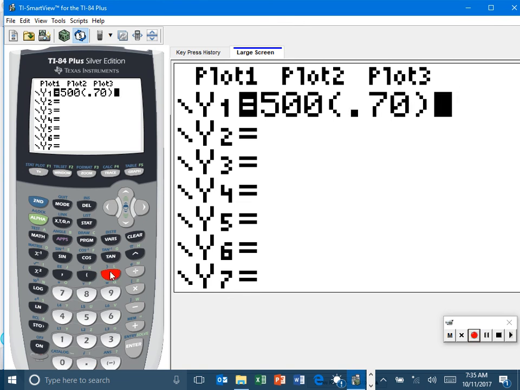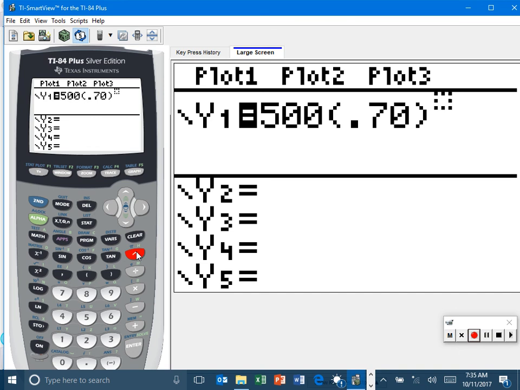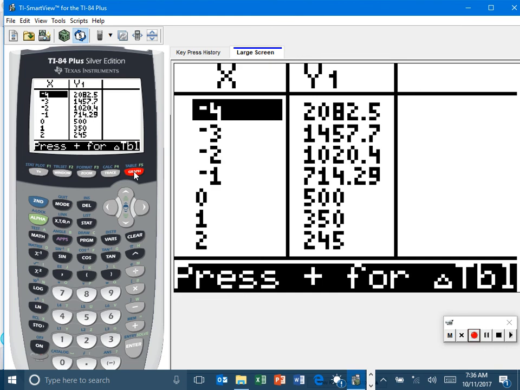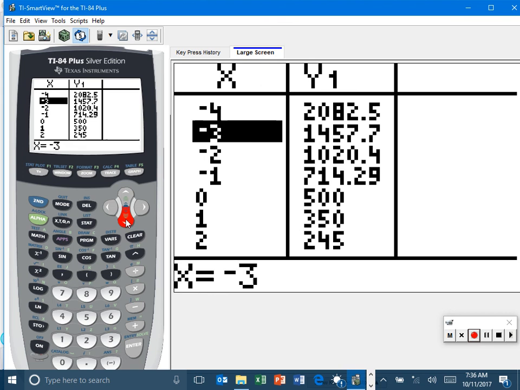Now I'm going to hit the caret key for the exponent, and I'm going to put an x. Okay, so I typed that into my y equals. Now I'm going to go second graph, which is the table. Now the question is, how many bounces until it is below 60?